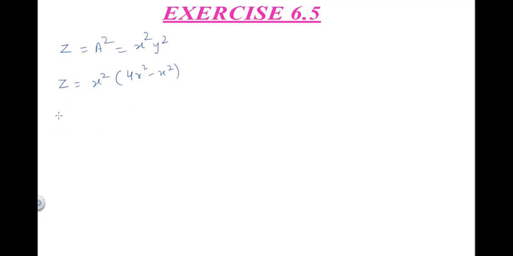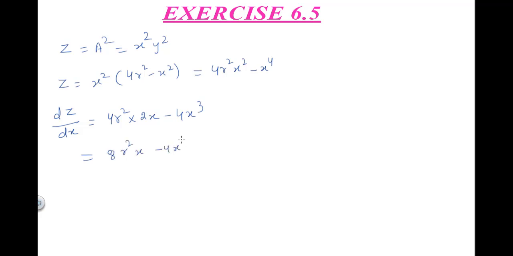Clear? Now we will differentiate it with respect to x. Also we can multiply it. You can write it as 4r square x square minus x to the power 4. Clear? Let us now solve it. So 4r square being a constant will remain as it is. Differentiation of x square will be 2x, minus x to the power 4 differentiation is 4x cube. So we are left with 8r square x minus 4x cube.